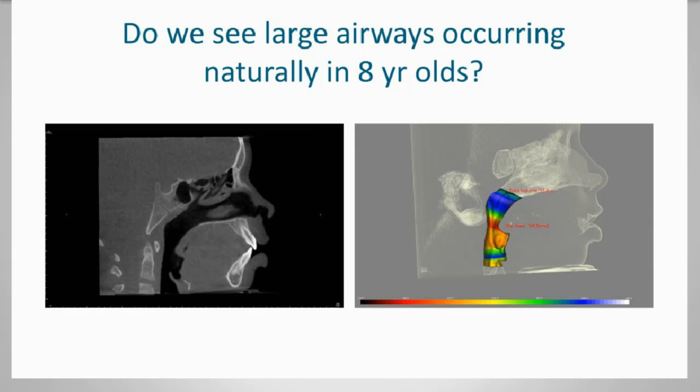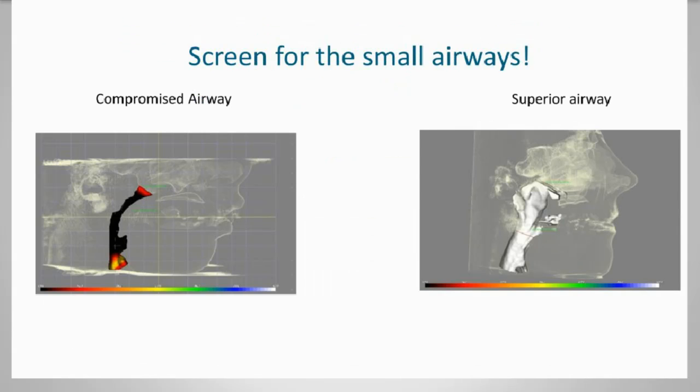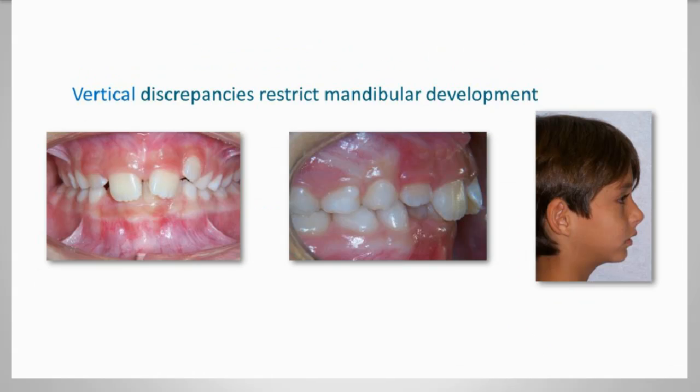So it is possible to have, we do see airways, large airways on young children. So this is what we need to do. We need to screen for these small airways on children and look at our treatment a little bit differently on these patients. So we're going to fast forward here to this case that I want to show you.